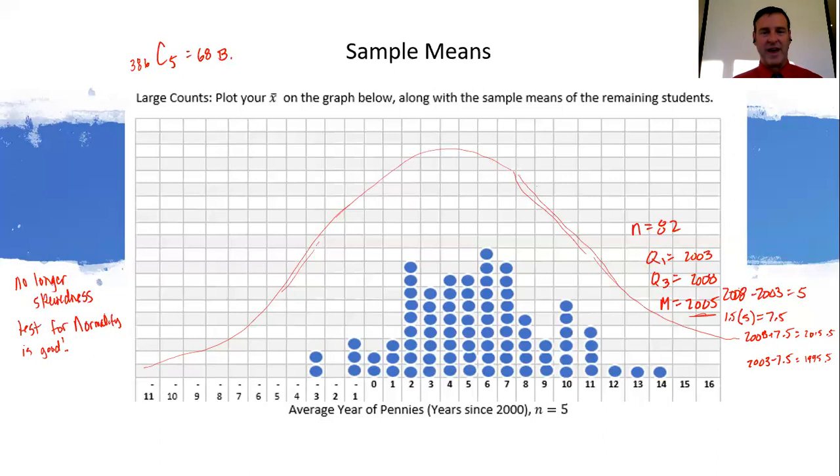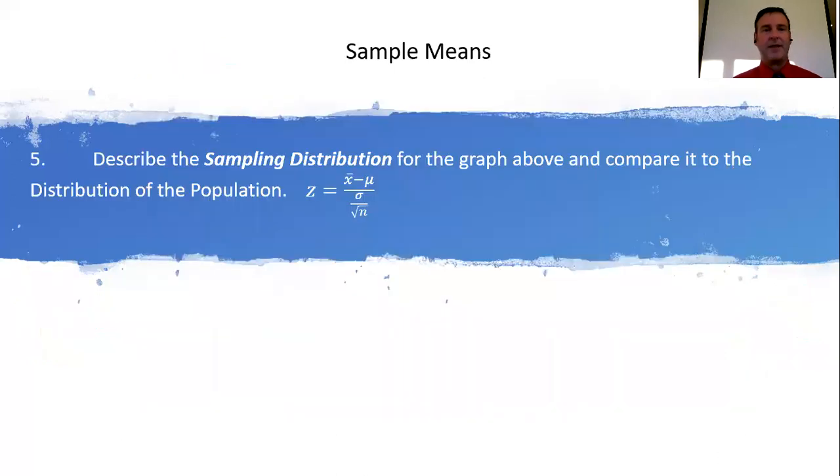Finally, the last thing is for our distribution. If you look at the spread, it is much smaller. We don't go from 1989 to 2016. We go from 1997 to 2014. So the variability did shrink quite a bit. And that's what it asks here.